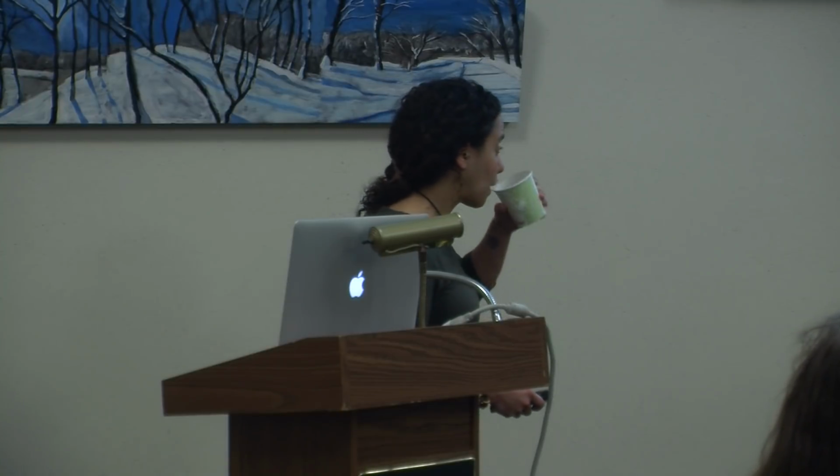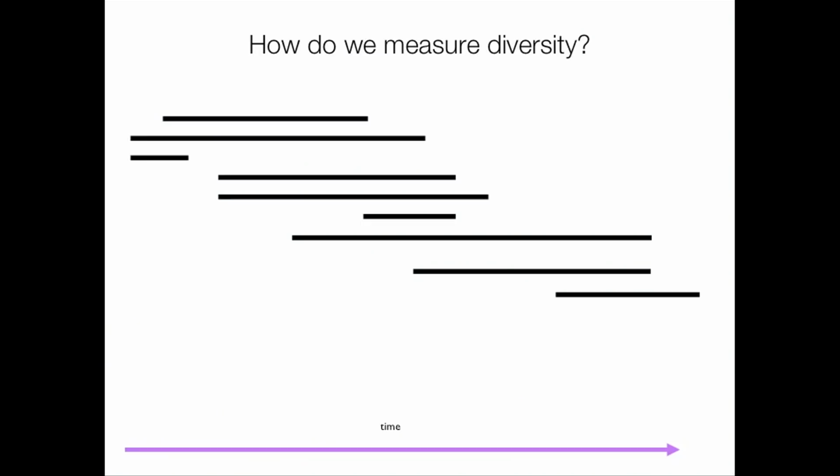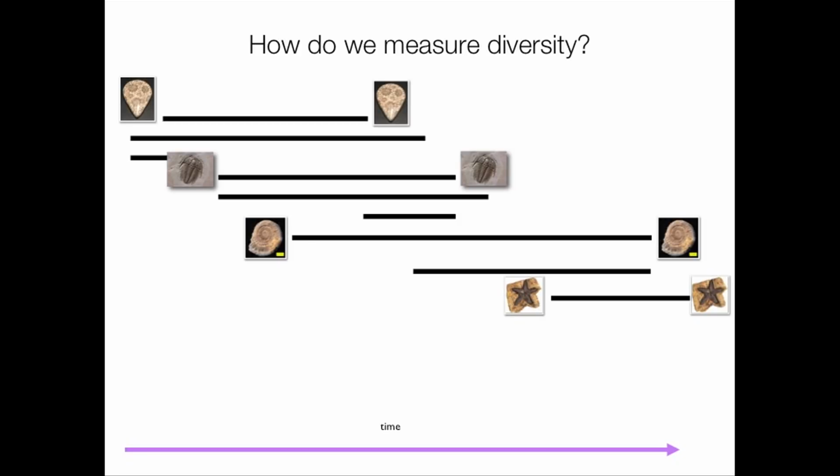Okay, so how do we actually document a mass extinction? Let's say each of these black lines represents a fossil taxon, so a species or a genus. The beginning of the black line over here represents when the group shows up in the fossil record, and then the end of the line indicates where it goes extinct.